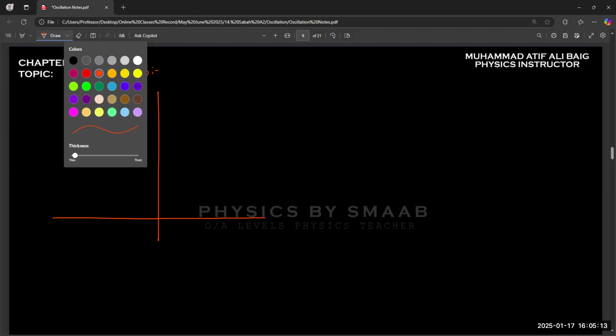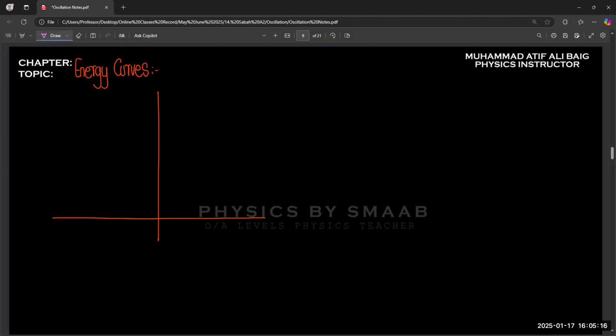So this is the x-axis on which we are going to mark the displacement, and this is the y-axis, and it includes energy on it. So we have energy on the y-axis, we have displacement on the x-axis. This is the negative direction, and this is the mean position. So in the vertical direction, we get maximum energy if the graph is moving in the upward direction. So definitely energy is increasing. If the graph is moving in the downward direction, then energy is decreasing.